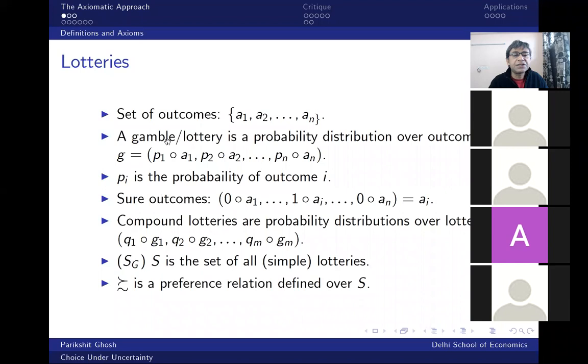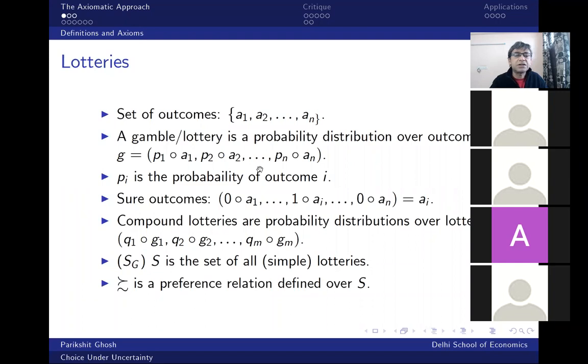So this just means that the outcome A1 arises with probability P1, outcome A2 with probability P2, and lastly, outcome AN with probability PN. All these P's have to be between 0 and 1, and they have to add up to 1. Okay, it has to be a genuine probability distribution. So every possible choice or option can be thought of as such a probability distribution, and there are different probability distributions.